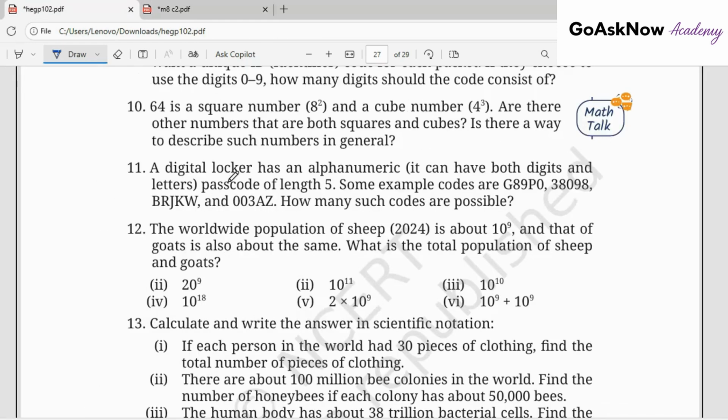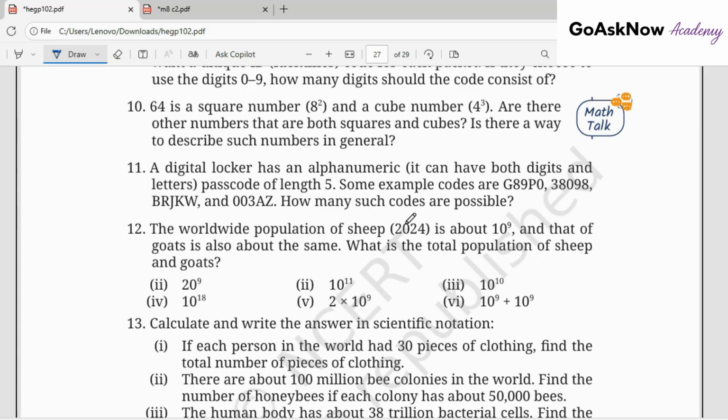Next, a digital locker has an alphanumeric passcode. It can have both digits and letters. Passcode of length 5. Some example codes are G89PO, next P0, 38096.